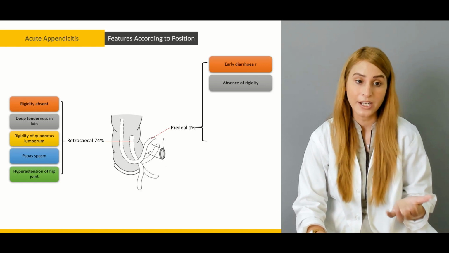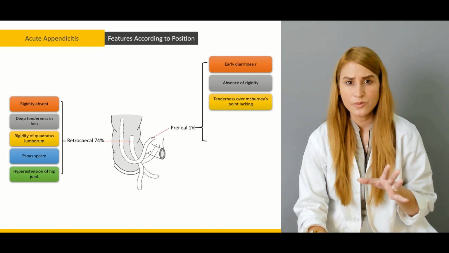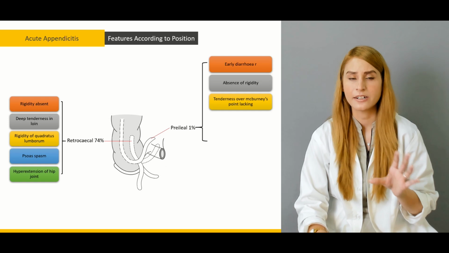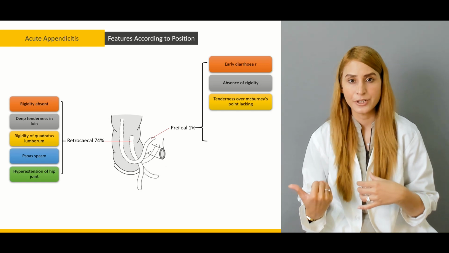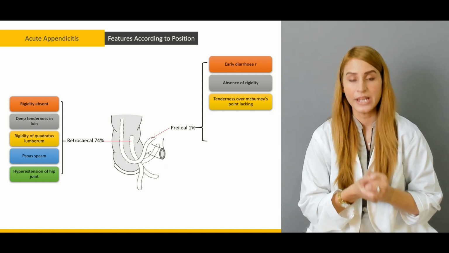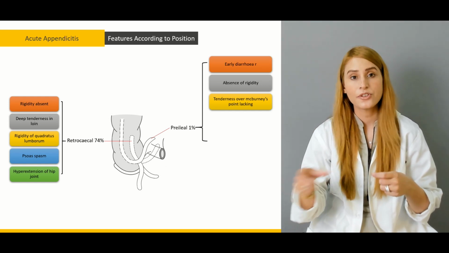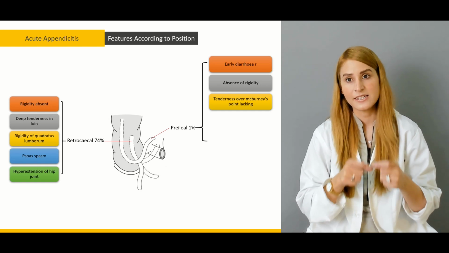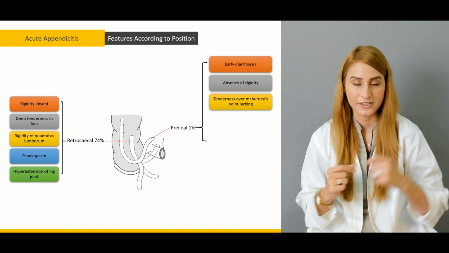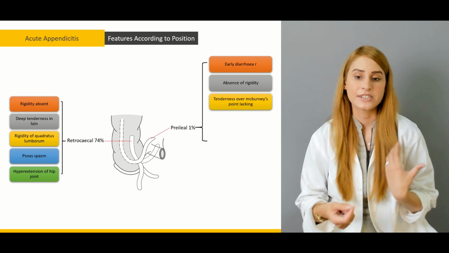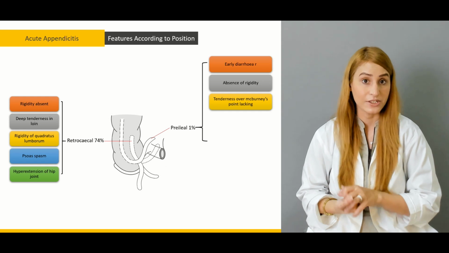In case of the pre-ileal, because the appendix is just in front of the ileum, there can be early diarrhea, there's absence of rigidity, there is tenderness over McBurney's point. McBurney's point is a point on the line starting from the anterior superior iliac spine to the symphysis pubis, right? It's a quarter of the way along that line, between the anterior superior iliac spine and the symphysis pubis.